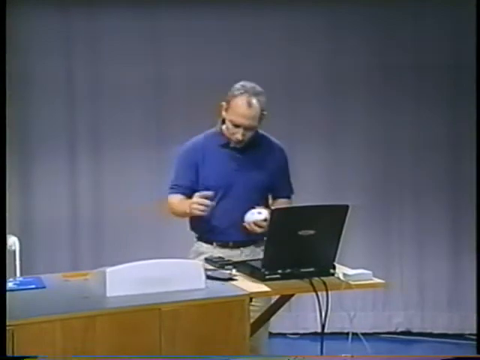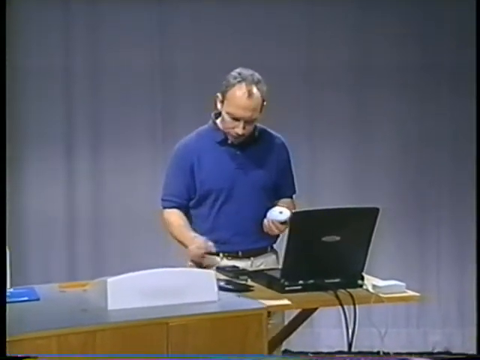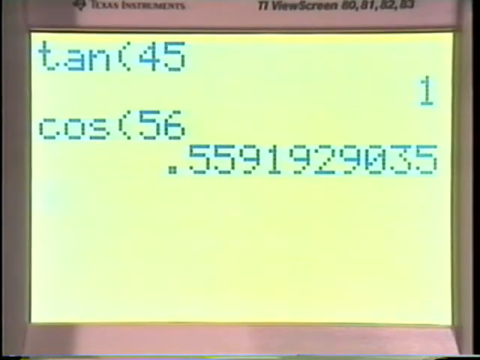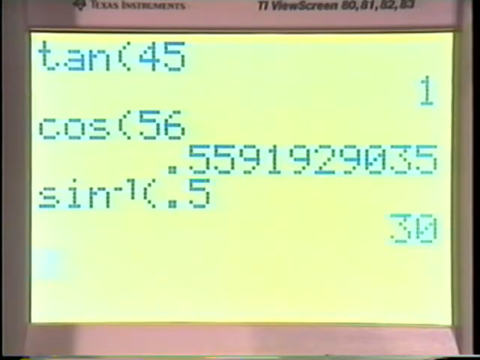The inverse sine is right above the sine key. So hit your second button on the top left, and nothing happens, okay? And then hit the sine button, and son of a gun, you get sine to the minus 1, which means inverse sine. Now what do we want to take the inverse sine of? 0.5. Hit enter, and apparently the inverse sine of 0.5 is 30 degrees. I know because I'm in degree mode.